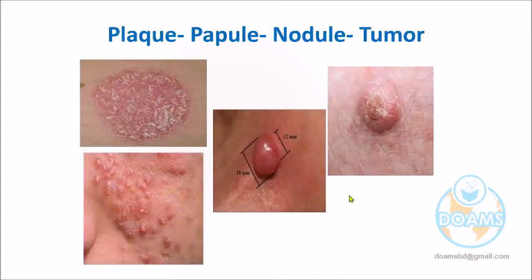Now come to the appearance of such lesions. These are elevated lesions. You see, these are elevated lesions. So this is a plaque. These are multiple papules. This is a nodule and this is a tumor. The only difference between nodule and tumor is the size of the lesions. And you see this red color scaly lesion. I'm not telling the diagnosis here, just simply the name of the skin lesion. We are telling this is a plaque.